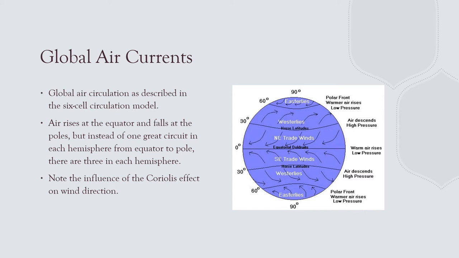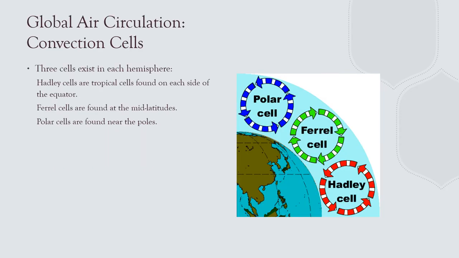The westerlies actually push our Gulf Stream along the Atlantic. So these move weather patterns, they cause ocean currents to move. Remember, heat is flowing from the equator toward the poles, global heat distribution. Our cells, the Hadley, the Ferrel, and the polar cells. Global wind patterns. There's six cells, three in the northern hemisphere, three in the southern hemisphere.